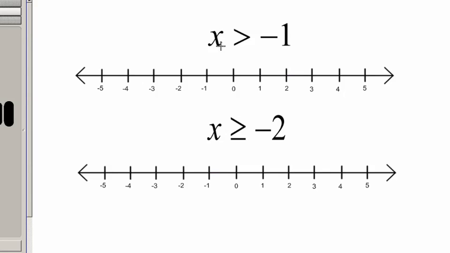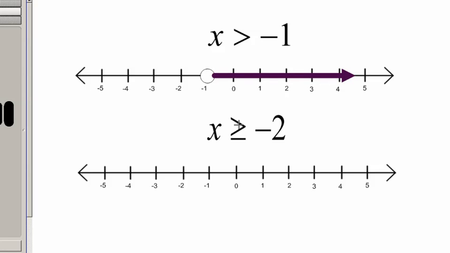Okay. x is greater than -1. x is the larger value, and -1 is a smaller value. So I put my circle on -1. Now I've got to figure out whether I'm going to graph the right side or the left side. So I'm looking for all the possible x values that are larger than -1. So I'm going to be graphing everything to the right.